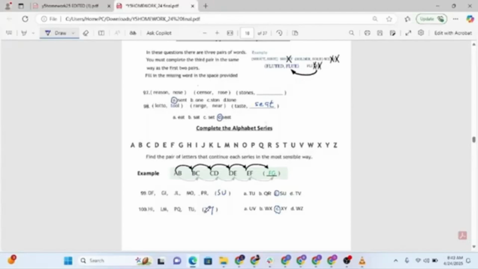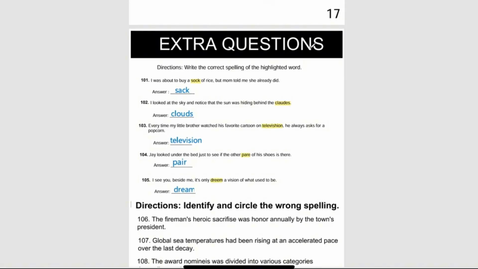Now look at the second letters in each pair. I becomes M, M becomes Q, Q becomes U. Again, we are moving forward by 4 letters. I plus 4 is M, M plus 4 is Q, Q plus 4 is U, U plus 4 is Y. So the next pair in the series is X, Y. That is option C.